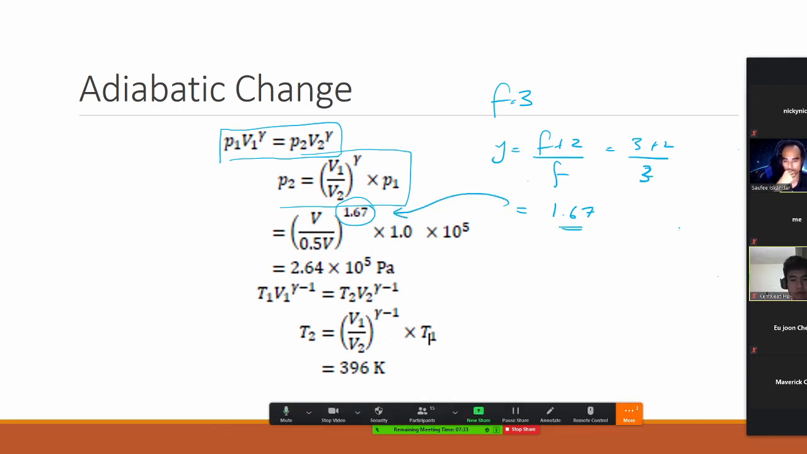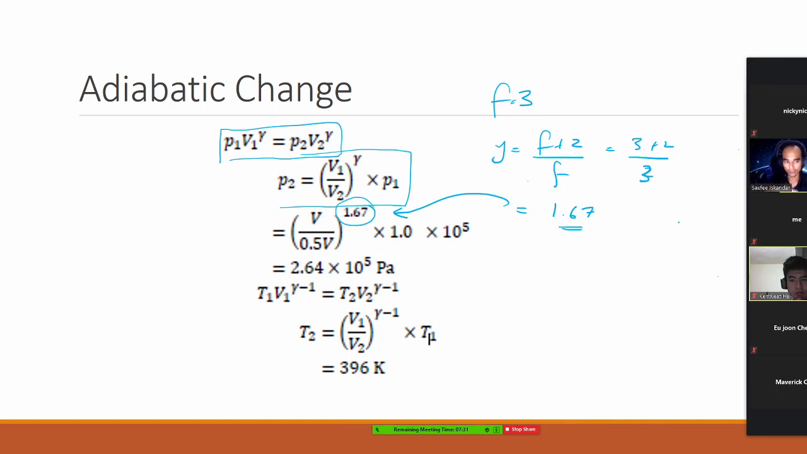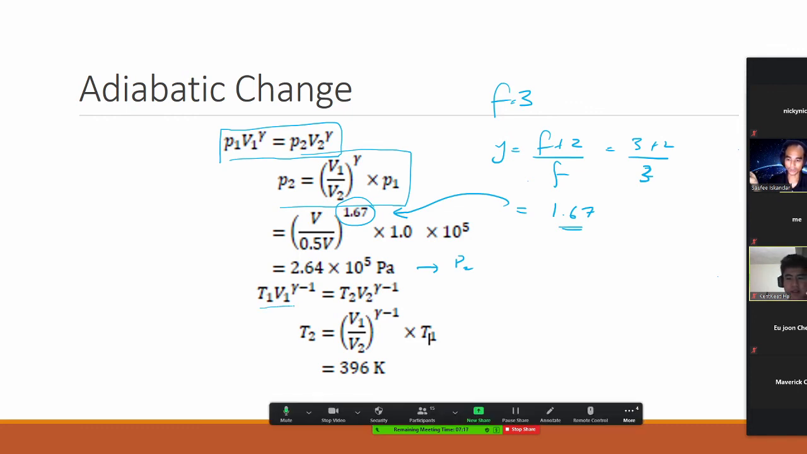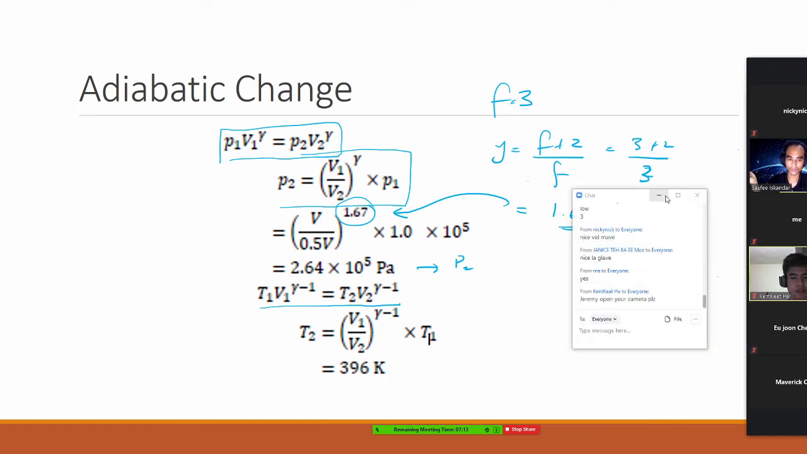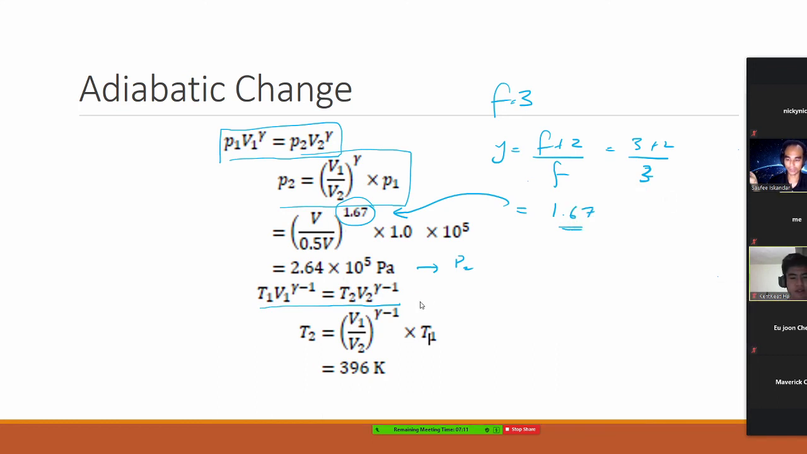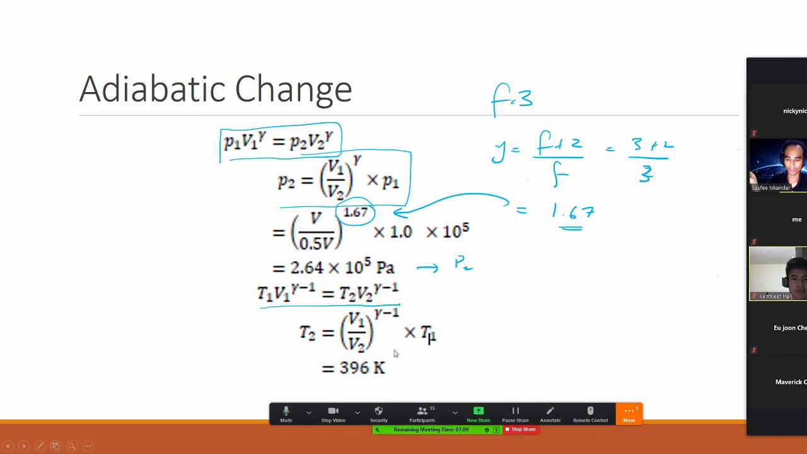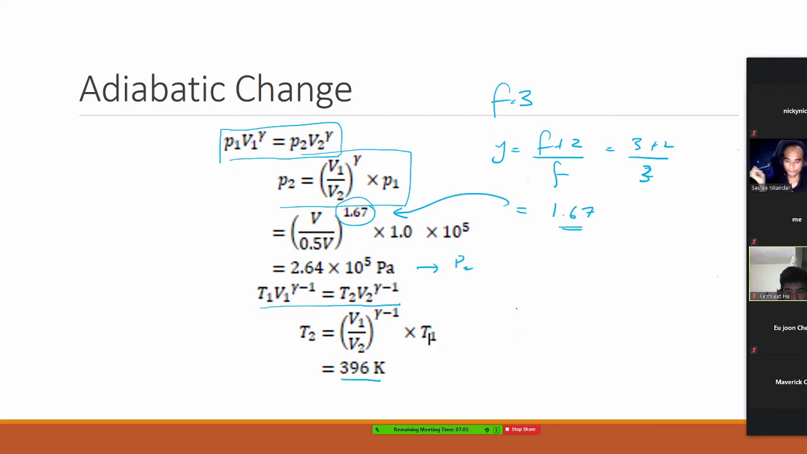In the previous question, it gave you the gamma. This one you have to calculate the gamma by yourself. So you have P2 equals 2.67 times 10 power 5 Pascal. And also you can use TV^(gamma minus 1) equals constant, with T2 from V2 over V1. There you have 396 Kelvin as the answer for the second temperature.